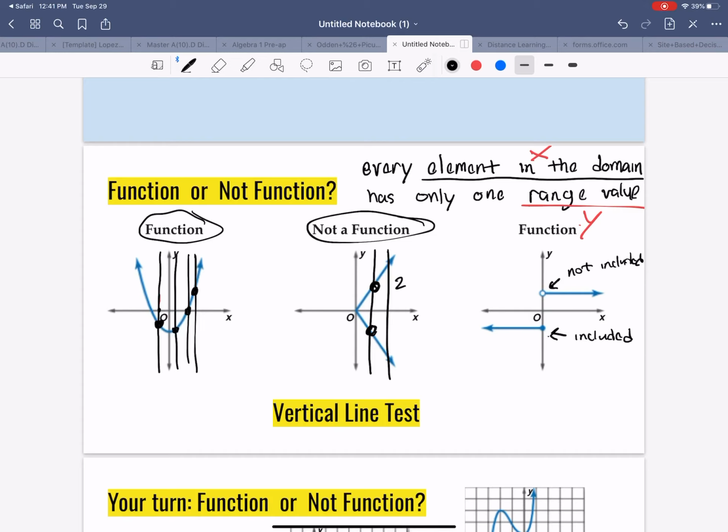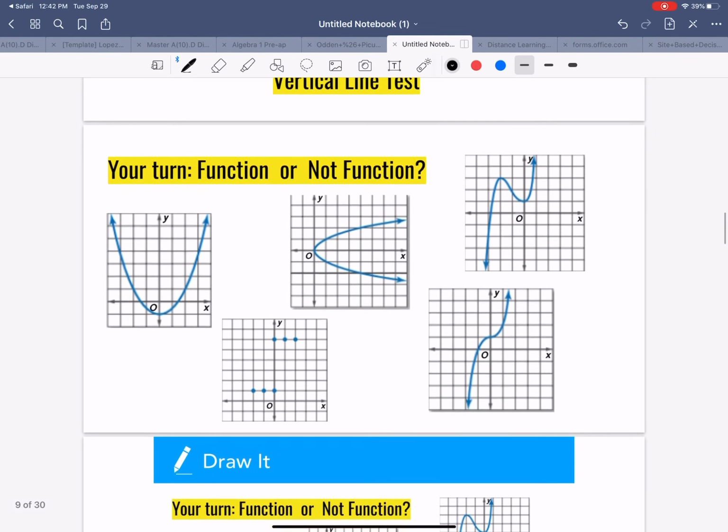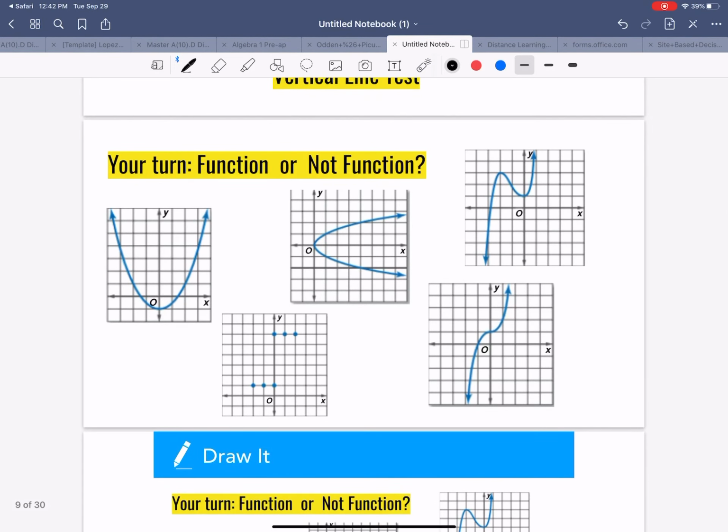If I were to draw a vertical line going through it, technically it goes through the hole and then lands on this point right there. And so that means if I draw a vertical line anywhere here, there's always just one point. The point being right here, and so everything else is still good. So this is a function. Go ahead and pause the video real quick and tell me if it's a function or not a function in your own work.